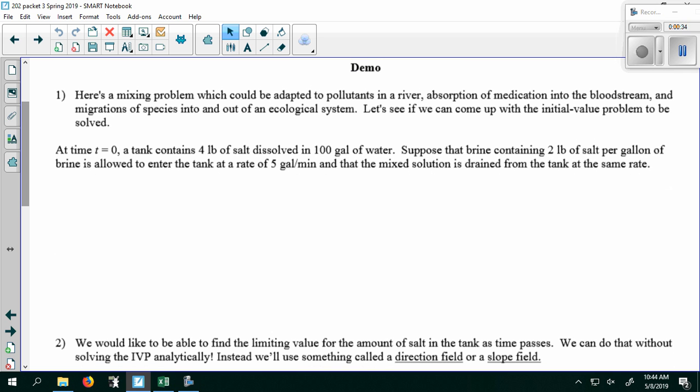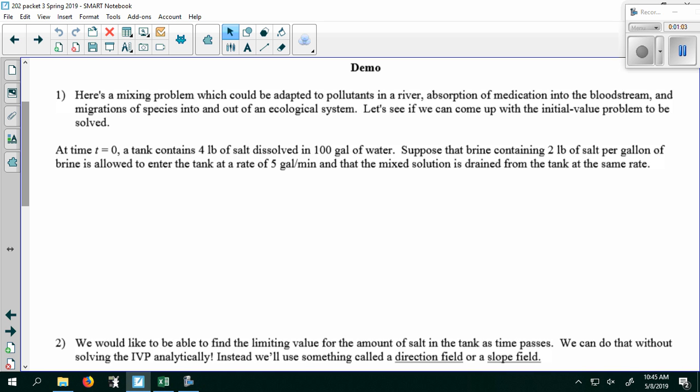So here's a mixing problem. It could be adapted to represent pollutants in a river, or absorption of medication into a bloodstream, or the migrations of species into and out of an ecological system. So this is salt in a tank, which is kind of boring, but it can be generalized to lots of different scenarios to represent lots of different things. So we're going to try to come up with an initial value problem that we'll then study the solutions to.